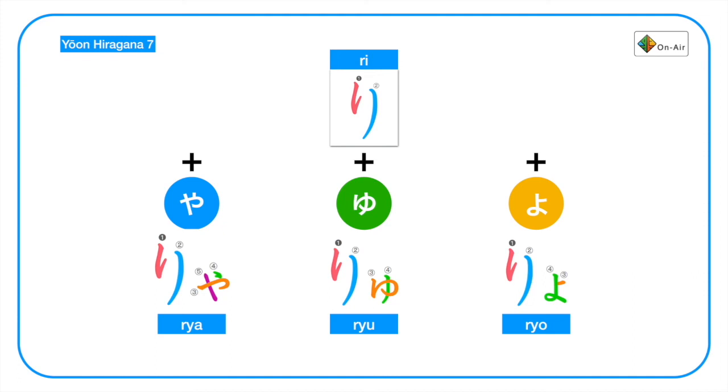Next, we have ri plus ya, yu, yo. So remember, the R in Japanese is in between R and L. So again, we have rya, ryu, ryo. Rya, ryu, ryo.